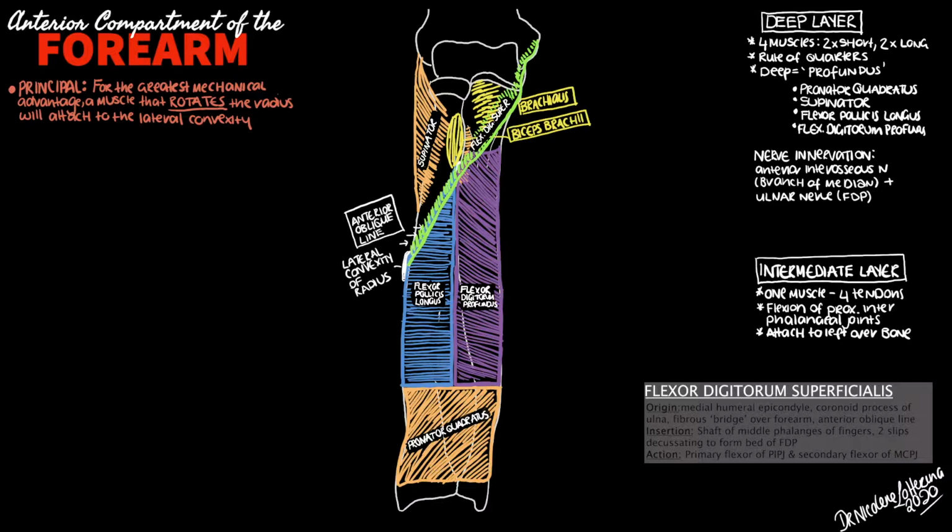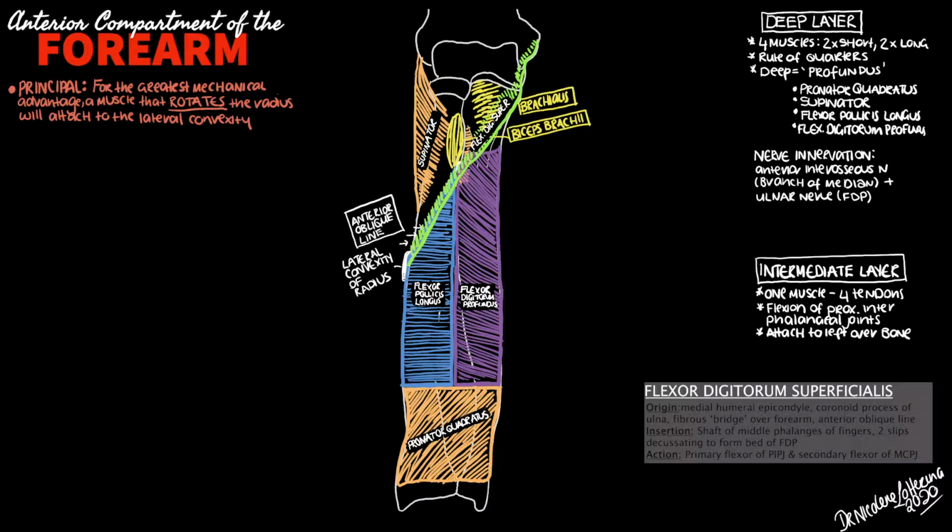The specific insertion for the Flexor Digitorum superficialis will be the shaft of the middle phalanges of the fingers, and the primary action is going to be prime flexion of the proximal interphalangeal joints. It can also be classified as a secondary flexor of the metacarpophalangeal joints.